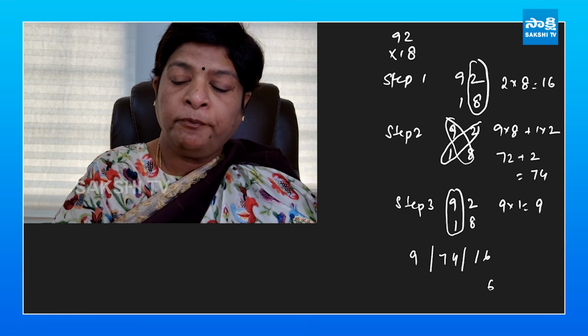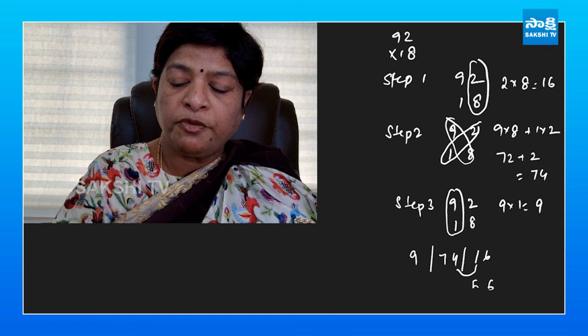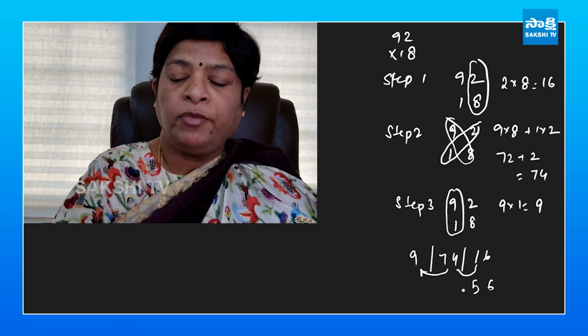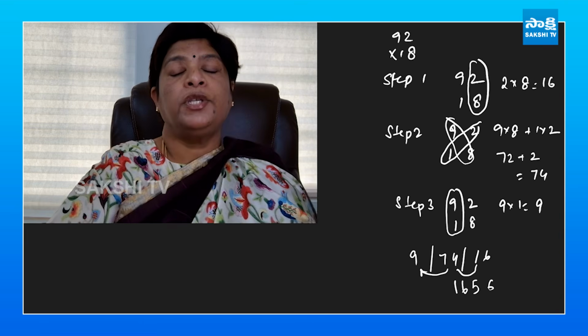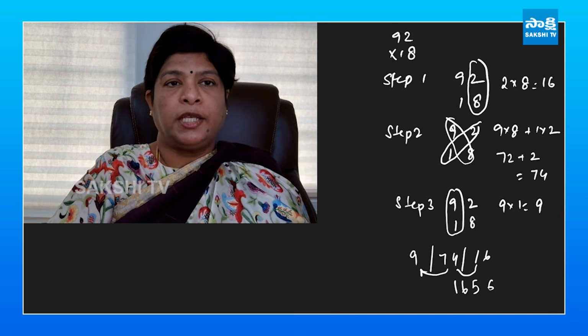So drop 6, add 1 to 4, which gives us a 5. 7 to 9 gives us a 16. So the answer to this problem is 1656.